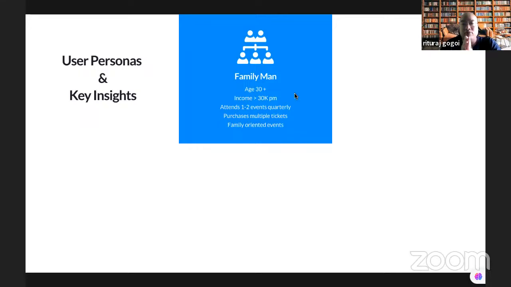From our data, he was someone who was 30 plus, and usually earning around 30,000 per month. Normally, this persona attends 1 to 2 events on a quarterly basis, and majorly they purchase more than one ticket. They rarely purchase a single ticket. And the kind of events that this persona normally attended were more family oriented events.